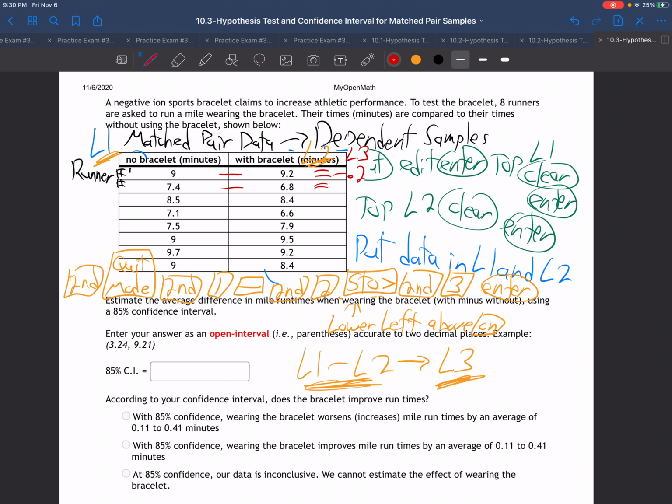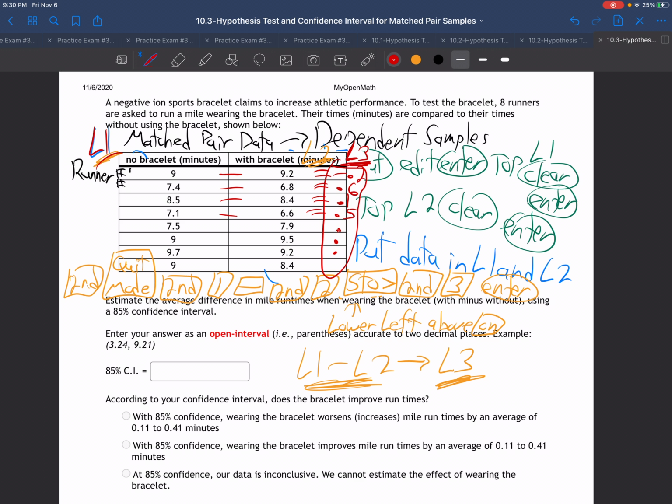Minus, and whatever that equals, 0.6, and minus, which equals, I'll write this out, but you don't have to write this out. I'm just showing you what we did. I want you to understand. I'm going to go etc. So these just went into L3. The calculator did it for us automatically.